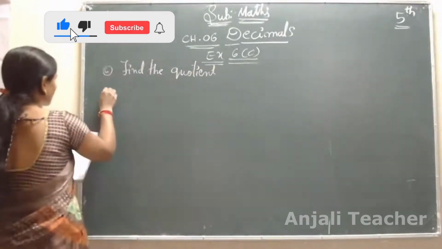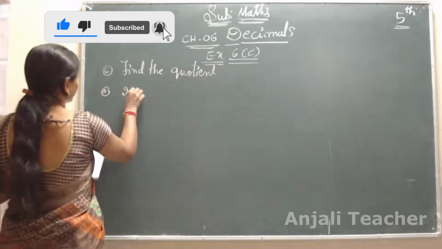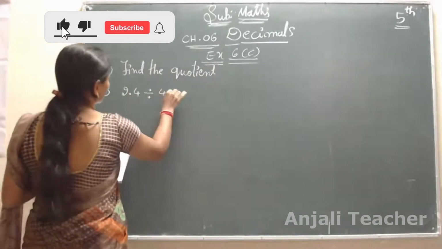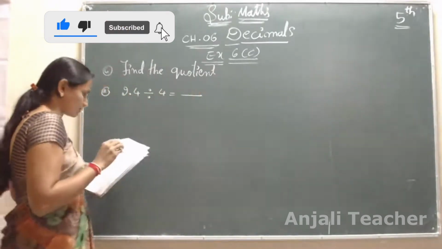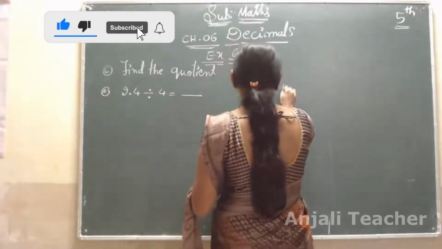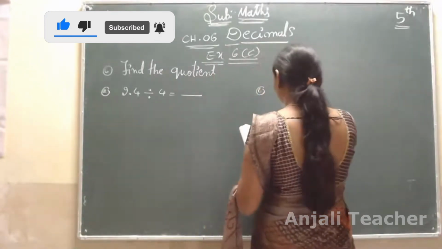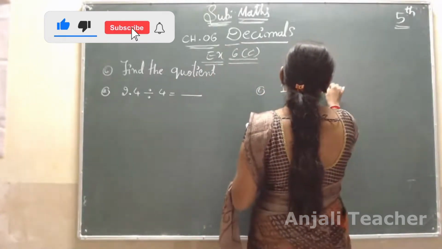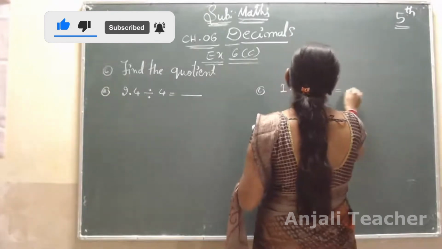Find the quotient. Question number 8: 2.4 divided by 4 is equal to what? This is the question. Next question, can you see C? C is different: 1.21 divided by 110, what is the value?